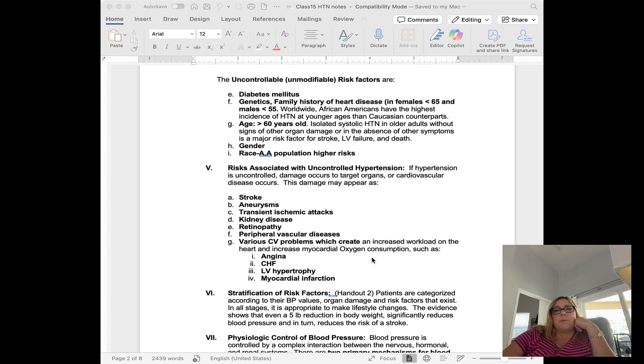The damage may appear as a stroke. We have high systemic vascular resistance. We knock a plaque off. It goes into the brain. Now we have a CVA or a stroke.